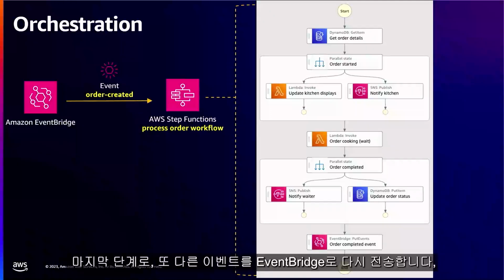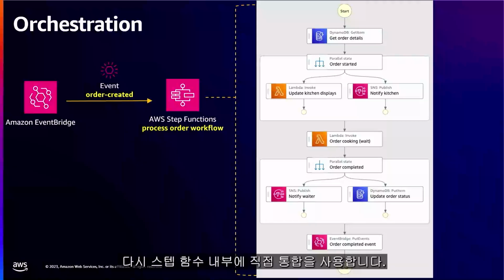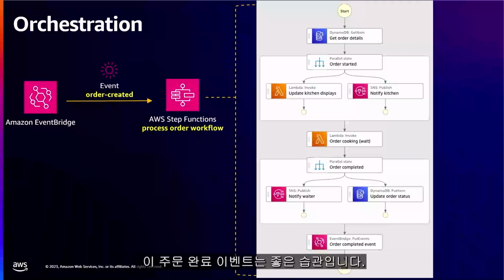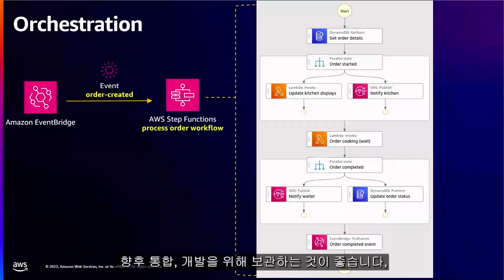The final step, we emit another event back to EventBridge, again using a direct integration inside Step Functions. And although we might not be using this order complete event right now, it's good practice to have it there for any future integrations, developments, or new features.